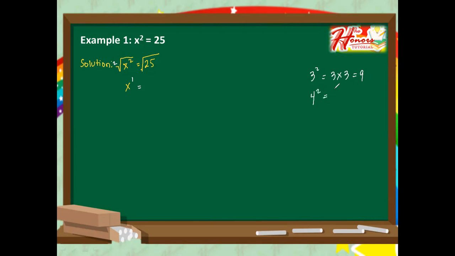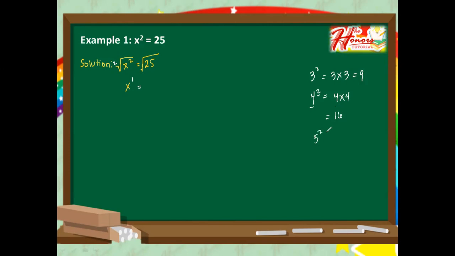4 squared again is not 4 times 2. It's 4 times 4. Why is it 4 times 4? It is because your exponent is telling your base, which is 4, how many times you are going to multiply your base to itself, and that is twice because the exponent is 2. So 4 times 4 is 16. 16 is not 25, so let's continue.